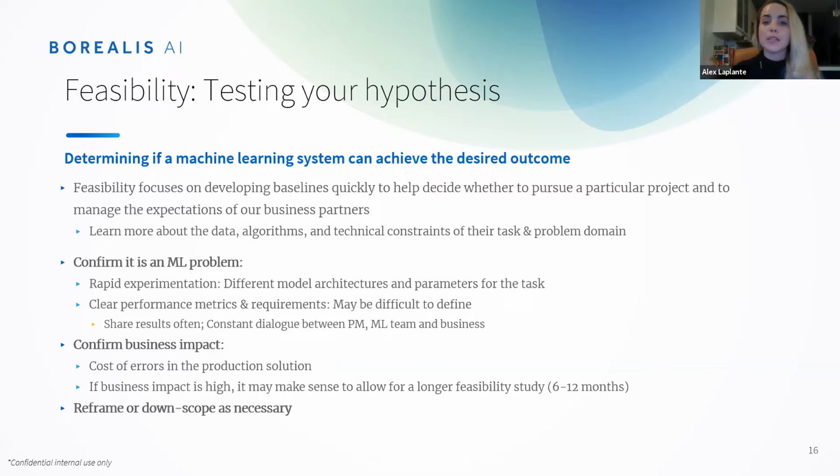Or it could be, say we're dealing with a large population of clients that we have really great data on one set of clients, but we don't have very good data on the other. And maybe that means that we have to downscope our solution. And so, of course, as PMs, we would go back to our business partner and ask if this actually makes sense from a business perspective to move forward.